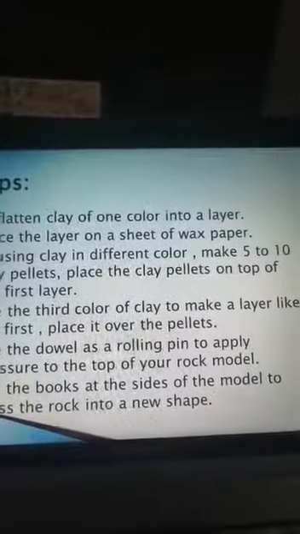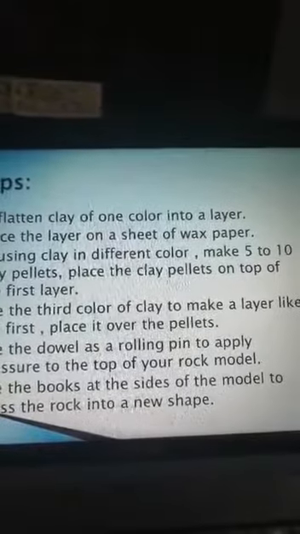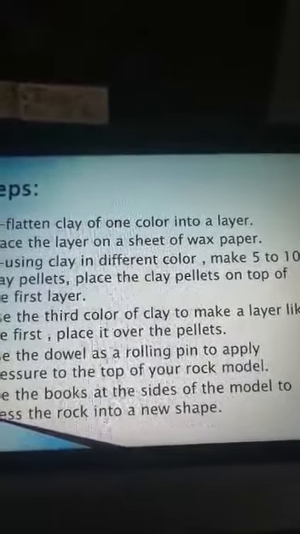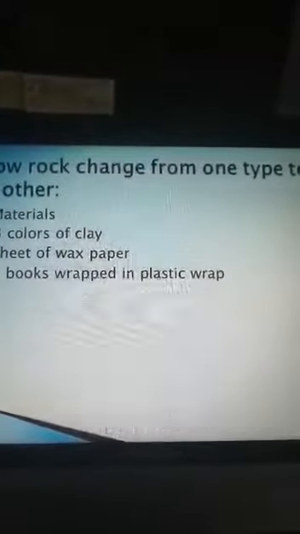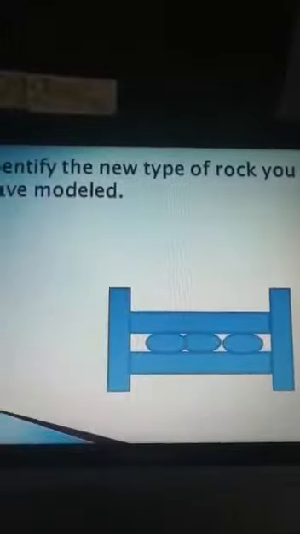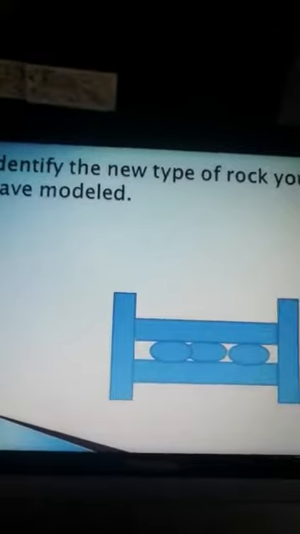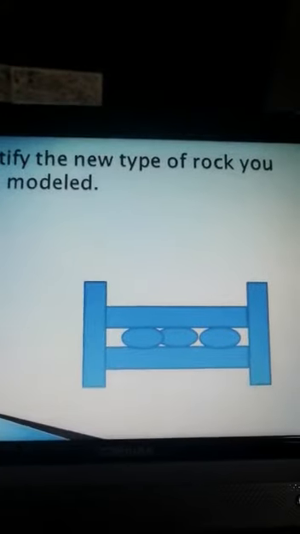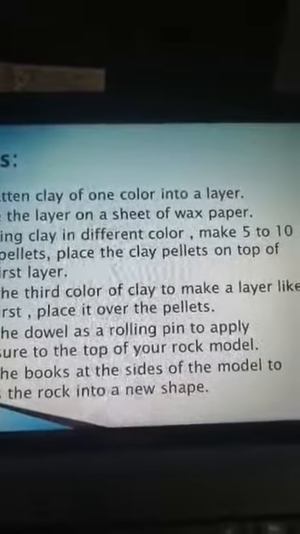Number 3, use the third color of clay to make a layer like the first one, okay? And place it over the pellets like this. The first layer, pellets, different color. The third color, make another layer like the first one, and then place it over the pellets.